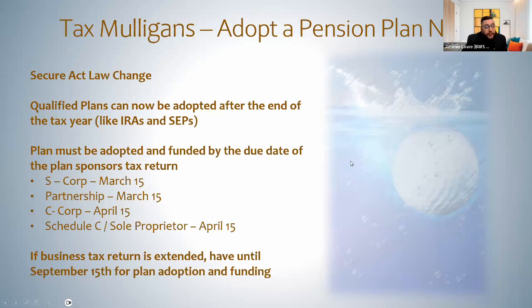James brought up a really good point in the introduction. This can work as a tax mulligan. It's one of the few products in the industry that you can go back and implement all the way up until you file your tax filings. So a plan, let's say you have an S Corp, you usually have your March 15th deadlines, your partnerships, your C Corps. But the nice thing about this is these can all be extended out to that September 15th deadline.